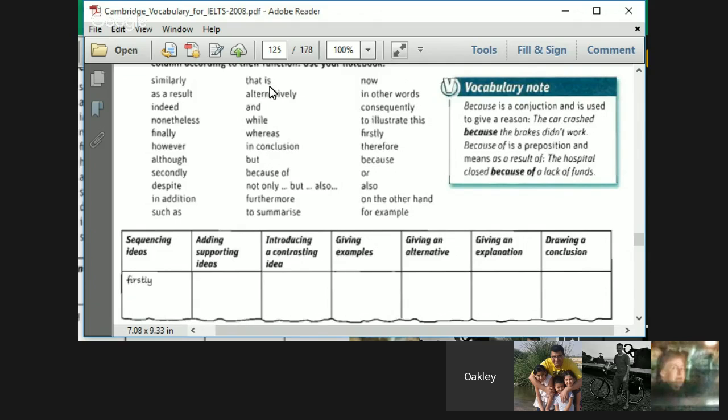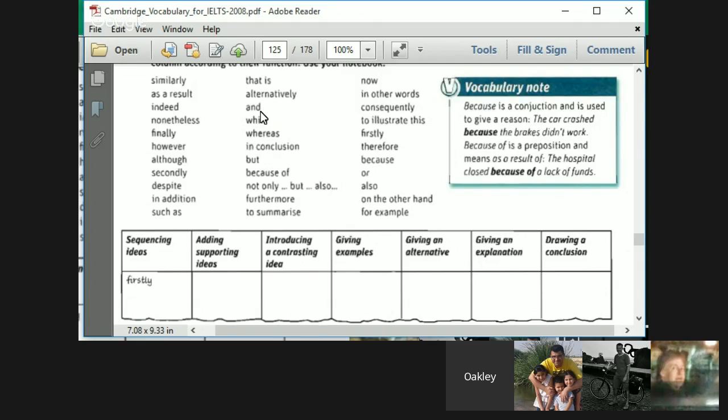Very good. Ken, that is. Giving an explanation. Yes, or giving an explanation, or we could say clarifying. Well, same thing. Absolutely. Giving an explanation and clarifying information, I think, kind of go together. All right. Michael, alternatively. Giving an alternative. Yeah, very good. I guess that one's pretty obvious.